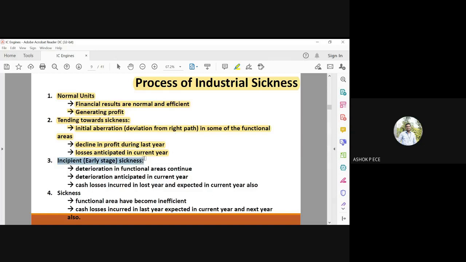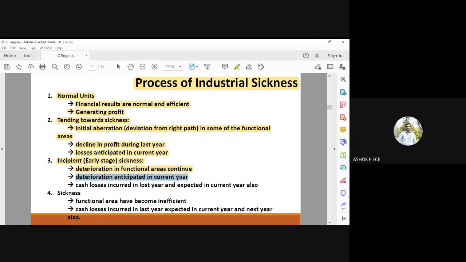Next one, early stage of sickness. It is called incipient sickness, the early stage of sickness. Deterioration in functional areas continues. You are not bothered about the deviation caused, and you are still focusing only on the profit. So you are not even bothered to restore the deviation from the financial right path. The deviation is there, and you are not bothered to restore it.